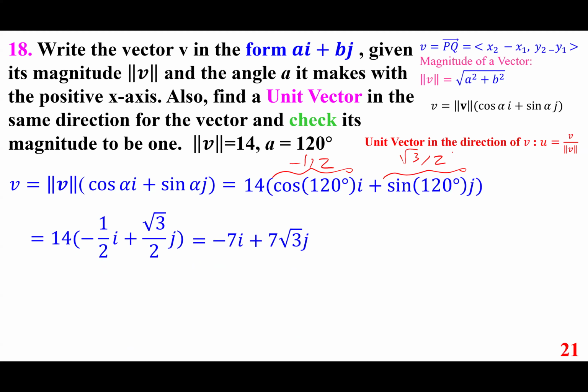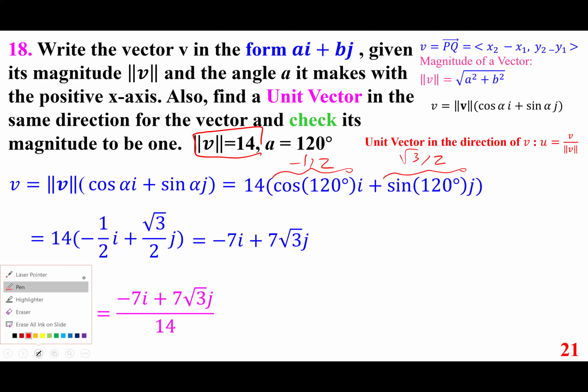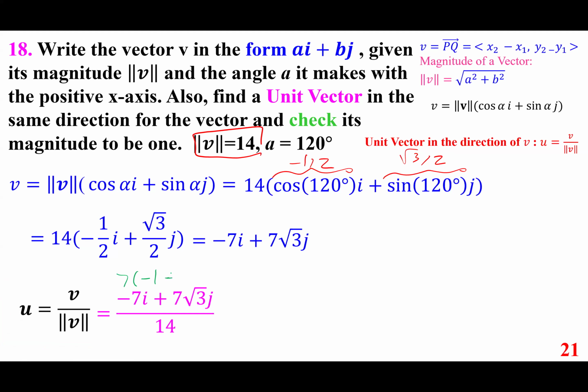Now, the unit vector in the same direction, all we have to do is divide by the magnitude, and the magnitude we don't have to calculate. It's given as 14. That's divided by 14. And as we do, we can factor the 7 out. We get minus 1/2 i plus square root of 3/2 j.